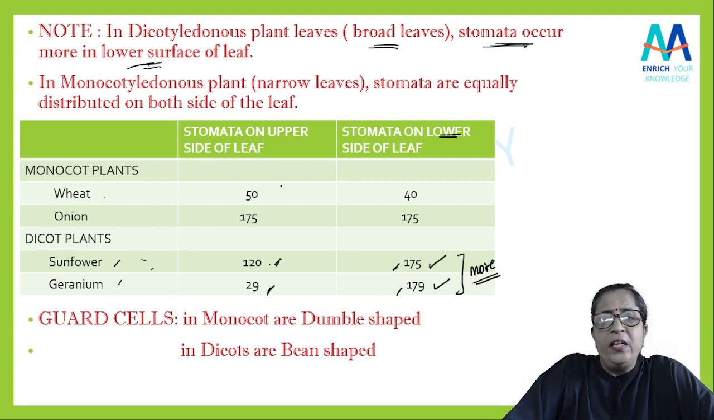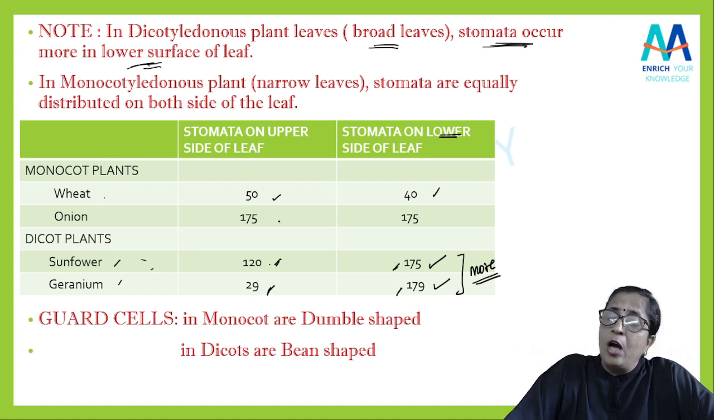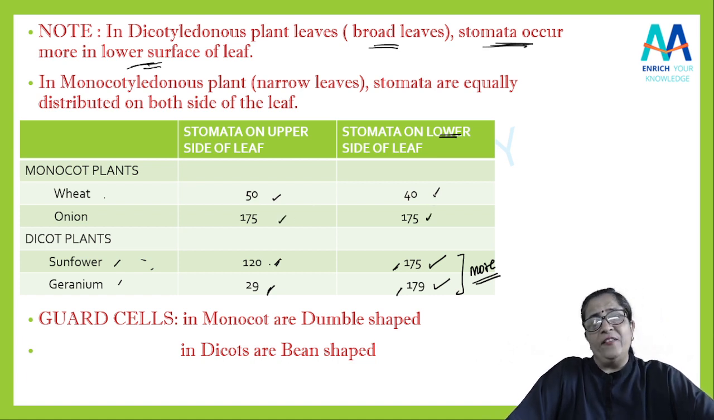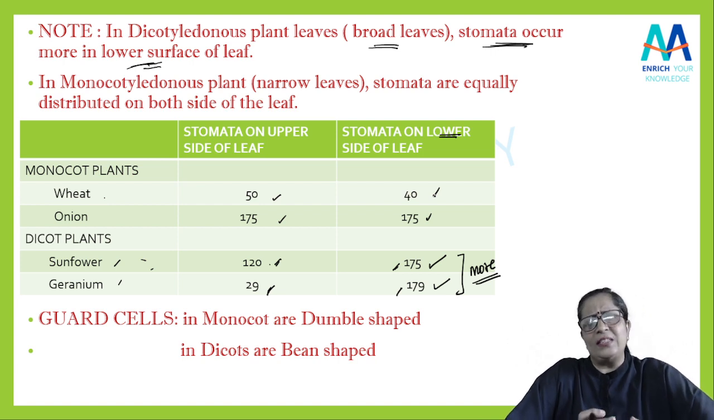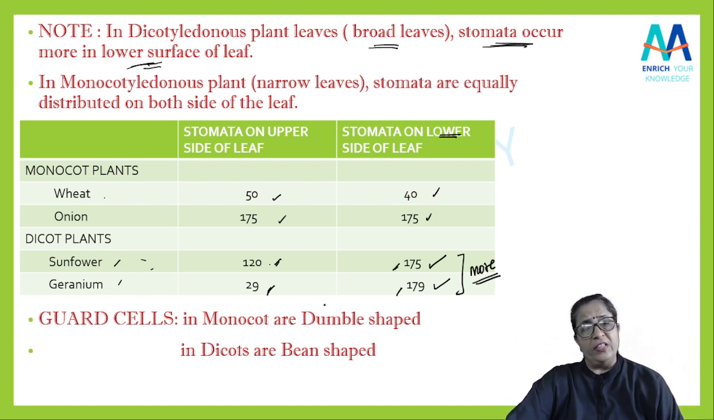In wheat, you see the number of stomata on the upper side of the leaf is 50 and on the lower side is 40. In onion, upper and lower side both 175, 170. So they are equally distributed or more or less equally distributed, we can say, isn't it? So remember this point of differentiation.